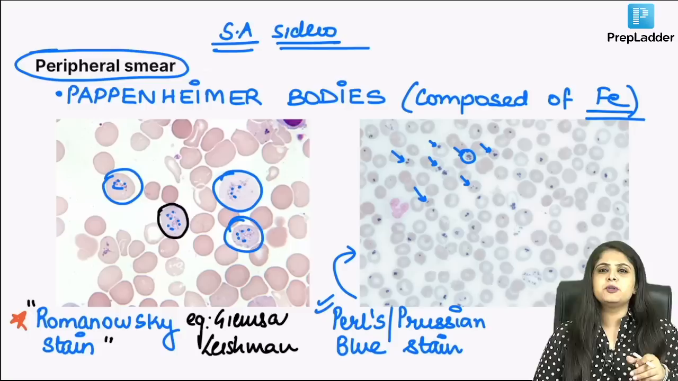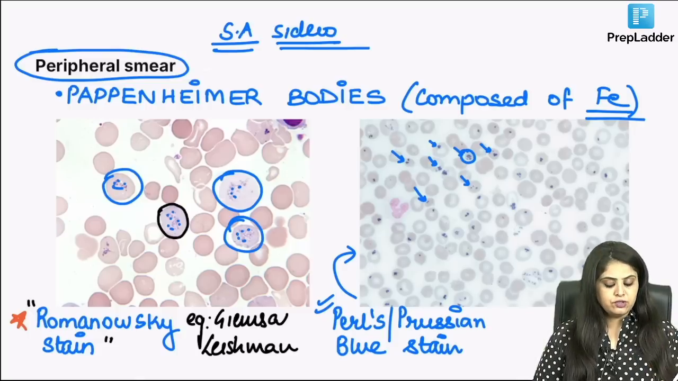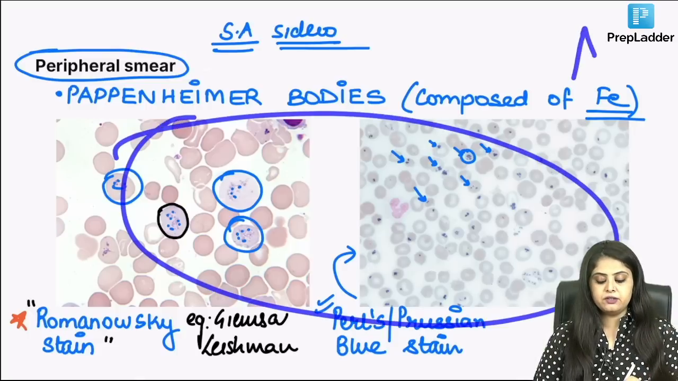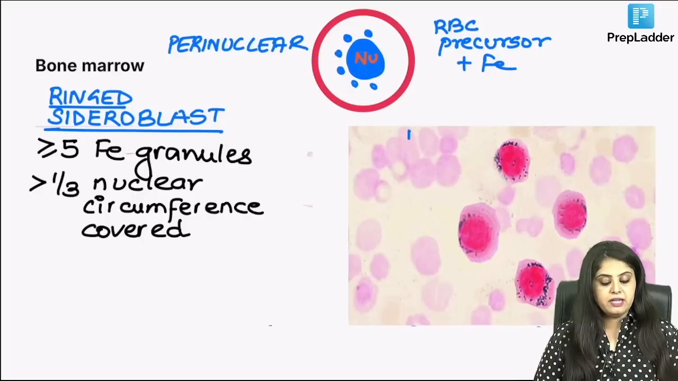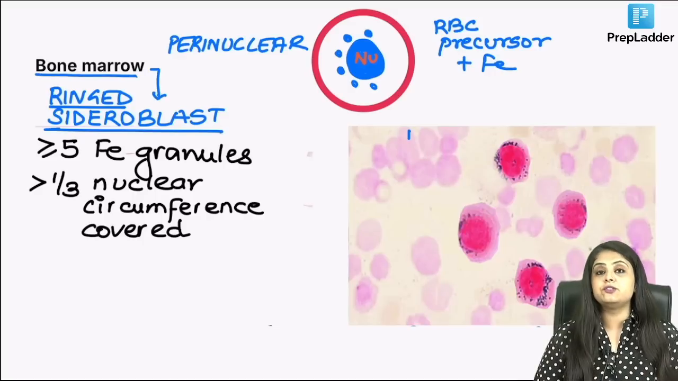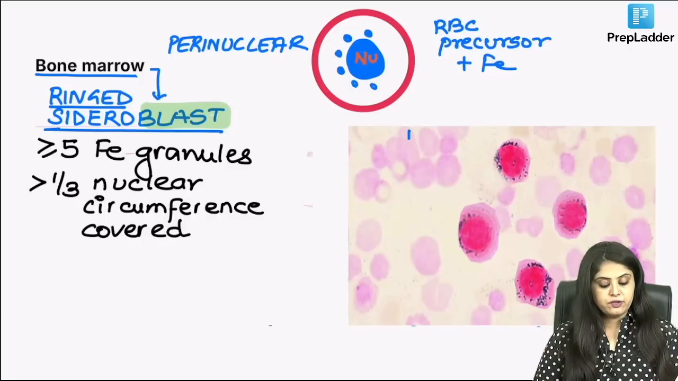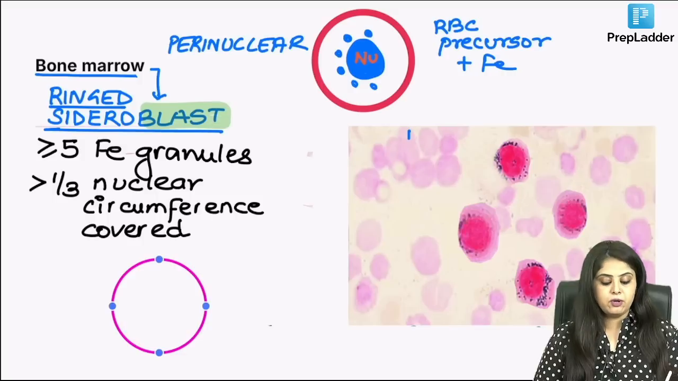This is the peripheral smear. What is happening in the bone marrow? Now just imagine, if the iron is more over here, then the bone marrow also must be having a lot of iron. So in the bone marrow, we get to see something classically known as ringed sideroblast. Read the word again: blast. Blast means, I'm drawing it once for you, that you're talking about a red blood cell, but in the bone marrow, in a blast, I will say red blood cell precursor.